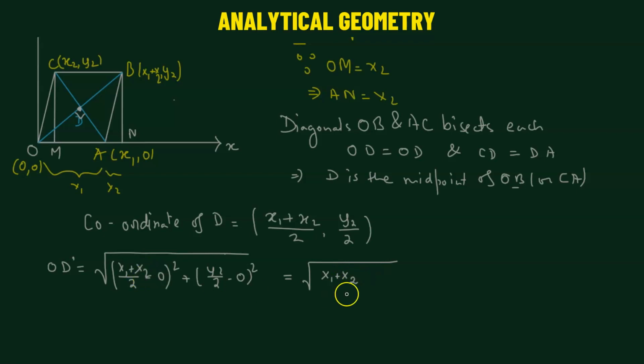So this is (x2/2)² added to (y2/2)², so that's the length OD. Now let's try to find out the length DA.